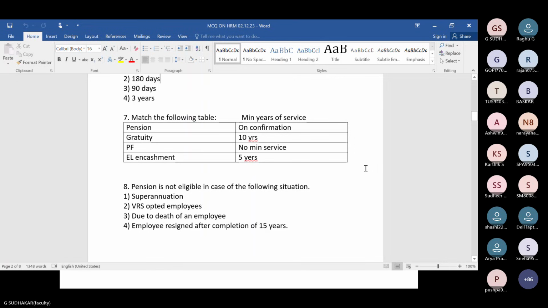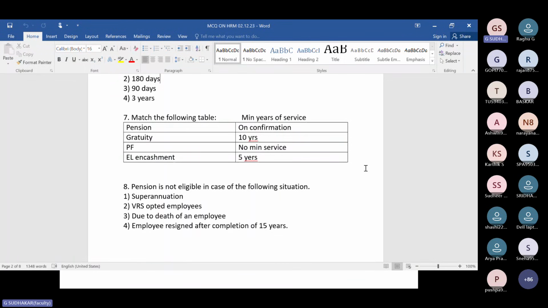Match the following. Pension 10, gratuity 5. PF, Provident Fund, no minimum service. Pension 10 years, gratuity 5 years, PF no minimum service, EL encashment on confirmation. Good. Very good. So within this one slide, you got the 4 answers. Minimum period of service for gratuity is 5, pension 10. For PF, it is immediate, no minimum service required. Immediately, your amount will be remitted to the PF department. EL encashment only on confirmation.